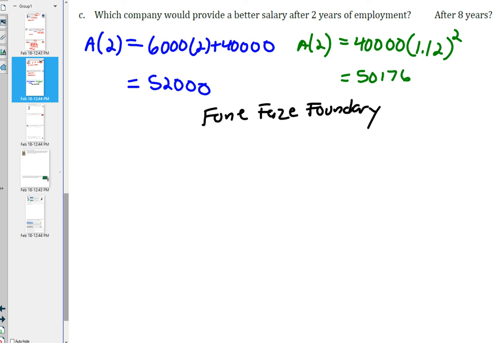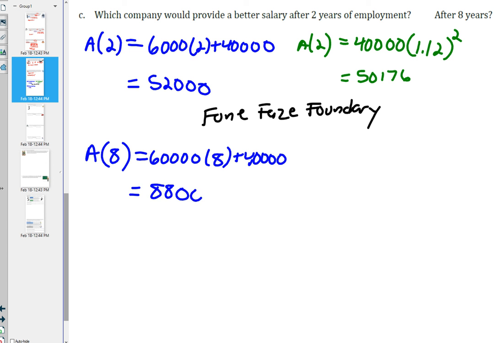Now let's do the same thing for 8 years. Is 6,000 times 8 plus 40,000. So that's 48,000 and 40,000, that's 88,000. And then the other company, after 8 years, is 40,000 times 1.12 to the 8.